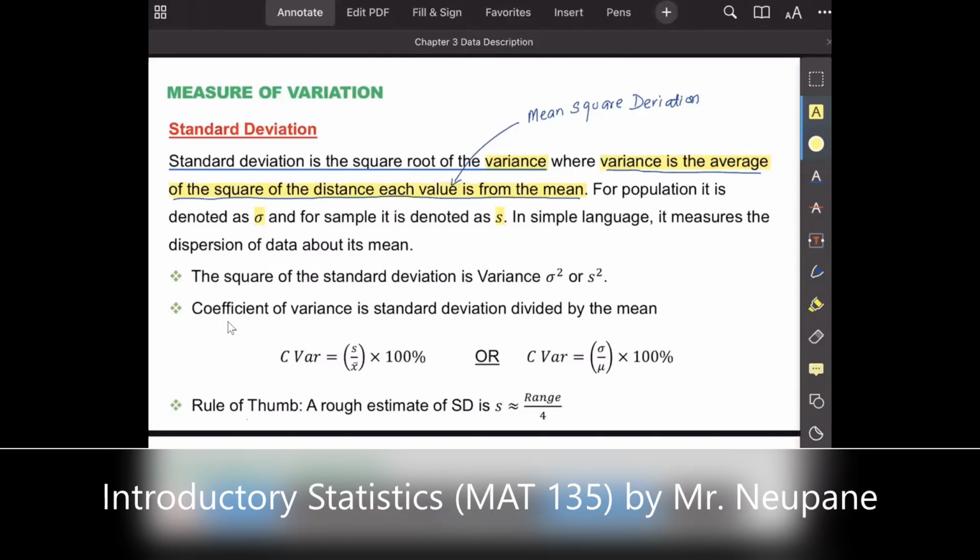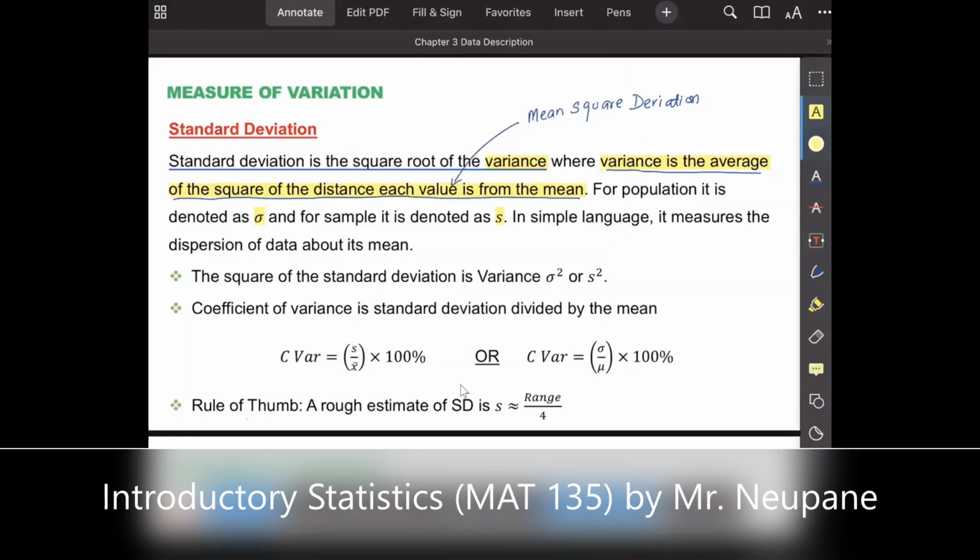Also, after we know the standard deviation, we also calculate the coefficient of variance. The coefficient of variance is standard deviation divided by mean and expressed as percentage. Please copy these formulas. So the coefficient of variance, just write CVAR, is equal to, in the numerator, S or sigma, that is standard deviation, divided by, in the denominator, X bar or mu, that is the mean, okay? And we multiply that by 100%. So if we perform that calculation, we get the coefficient of variance.